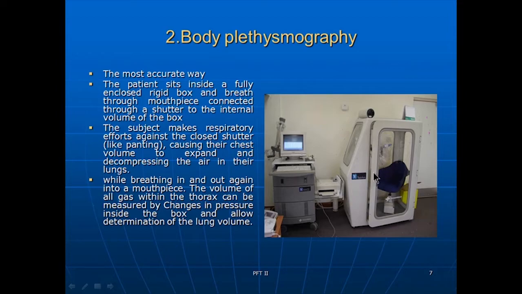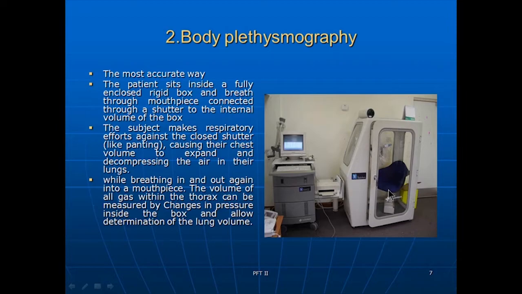So this has to be a tight seal because they're measuring pressure in the lungs and volumes in the lungs and pressure in the box and volume in the box. The problem with this box, obviously, patients can get very claustrophobic. It's a very tight box. There's not a lot of airflow in there, so patients can get claustrophobic.